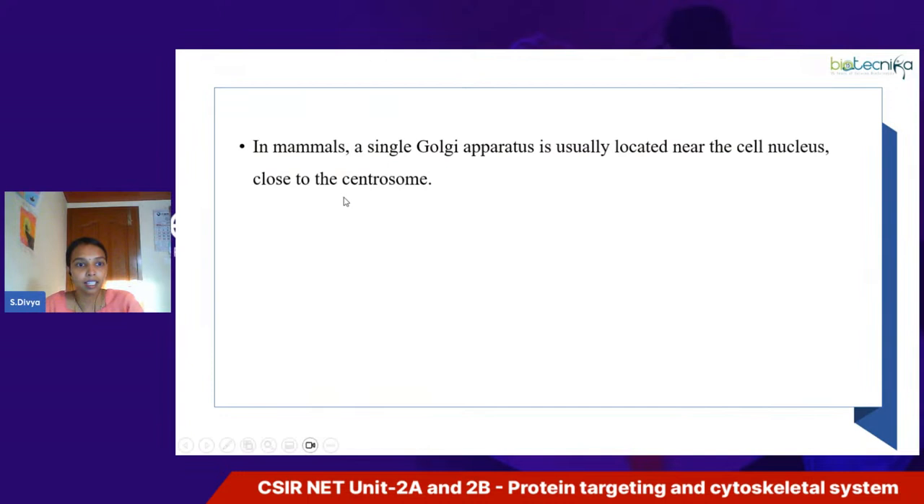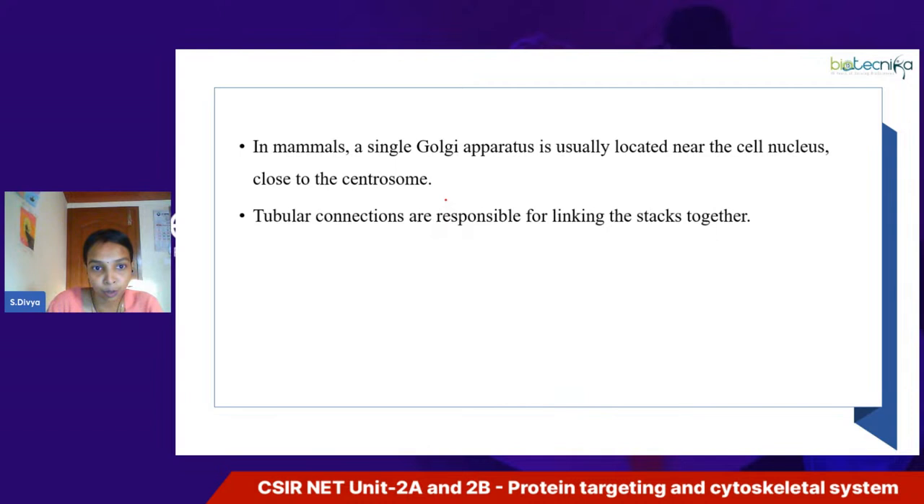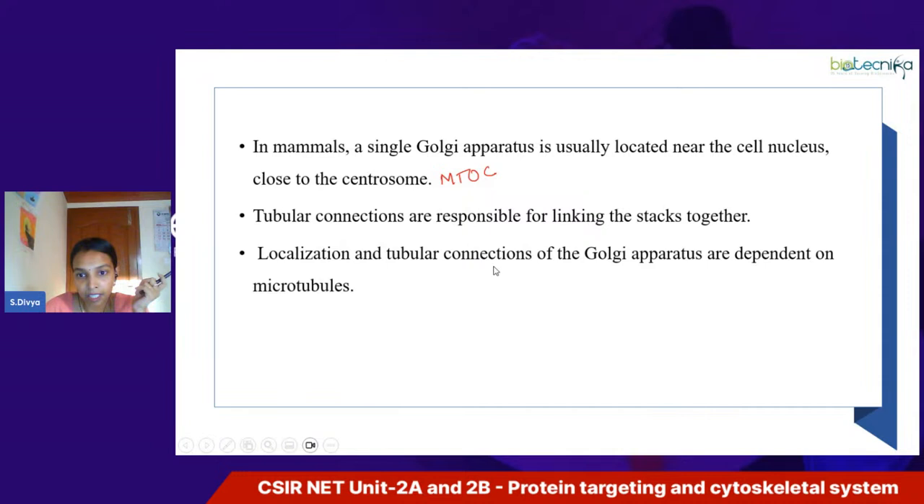See, in mammals, a single Golgi apparatus will be located near the cell nucleus, closer to the centrosome. You know, centrosome is known as what? We have another name for centrosome, which I also told you when I was discussing the polymerization and depolymerization of microtubules. Anyone remember? Absolutely correct, Suresh. Yes, centrosome is otherwise known as MTOC. Now, what is this MTOC? Microtubule organizing center. So, these tubular connections are responsible for linking the stacks together, and this localization and these tubular connections are carried out by microtubules.